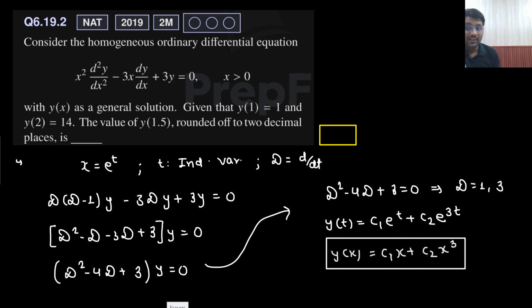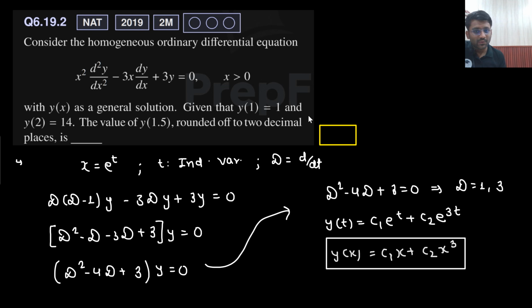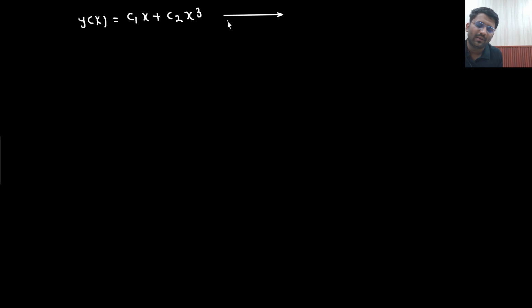Now, what is given? The general solution is y as a function of x. So the solution that we are getting is y of x equals to c1 x plus c2 x cube. But they are saying, put x equals to 1, the value of y will be 1. Right?